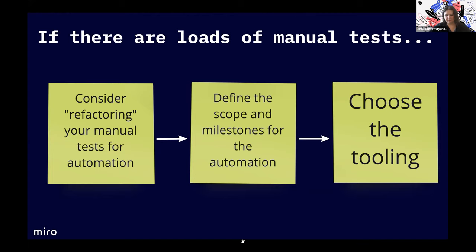And in Miro, we stick to the idea that we cannot just throw the test cases away because we don't want to decrease the coverage. So maybe you should consider refactoring your manual test cases. Maybe you will need to add some preconditions or some DB checks. So you need to decide that. Second thing, you need to define the scope and the milestones. First of all, you can automate regression with P0 scenarios. Second thing, you can automate all negative checks, and etc. And of course, you need to choose the tooling.